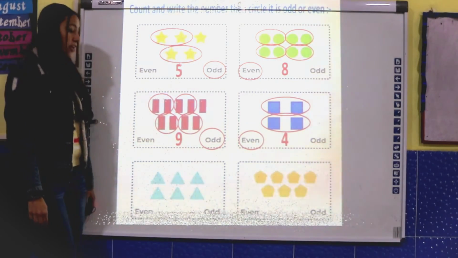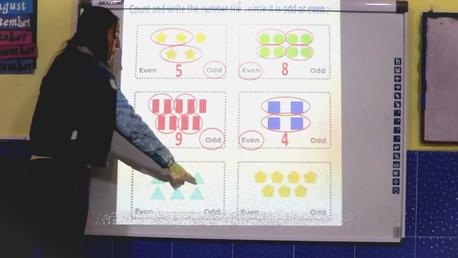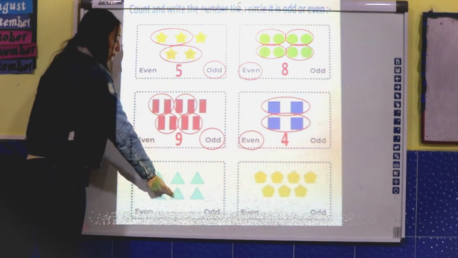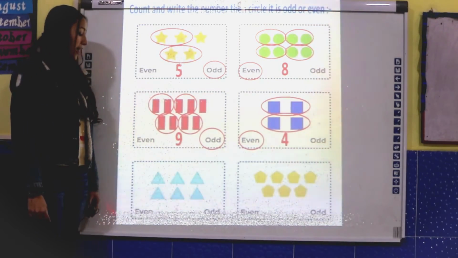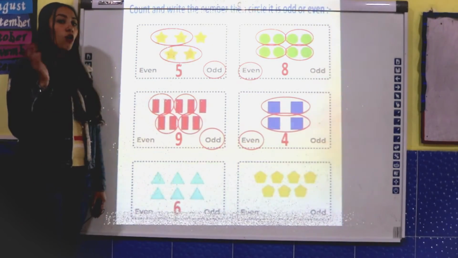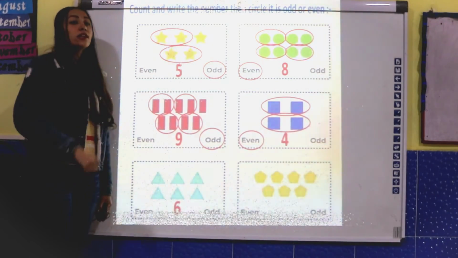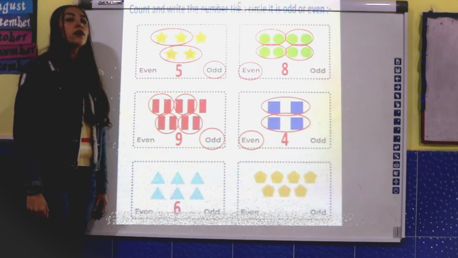Let's see here. Let's count how many triangles. 1, 2, 3, 4, 5, and 6. I have here 6 triangles. Okay, now I want to know, is number 6 an odd number or an even number? Yes, I told you number 6 is an even number.